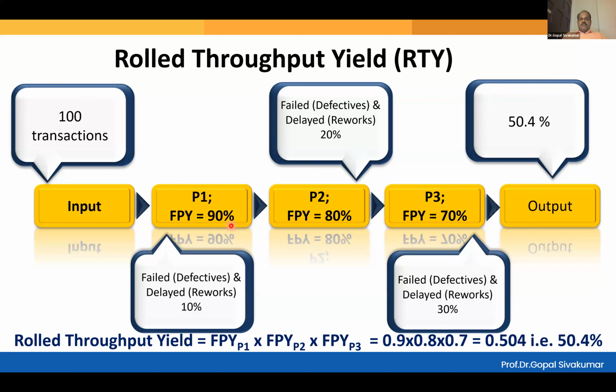While multiplying, you need to multiply the way it is illustrated here: 0.9 multiplied by 0.8 multiplied by 0.7. So it is 50.4%. All of you, do you understand the difference here? When do we use this? When the processes are connected in sequence. All right? Got it. Okay.